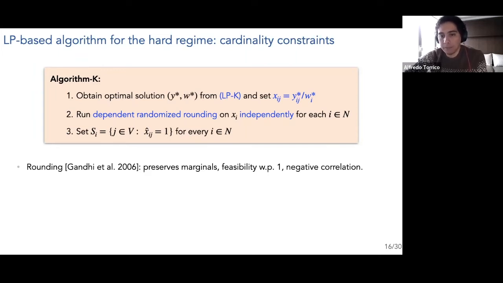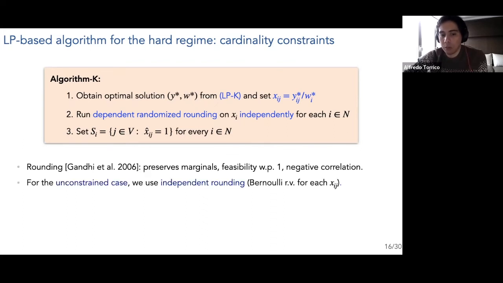Now you may wonder, what do we do in the unconstrained setting? For the unconstrained setting, we don't need to output a feasible assortment because we don't have constraints. So instead of dependent rounding, we can do independent rounding. That is basically tossing a coin for each of the pairs I and J, according to the probability Xij. Any questions on the algorithm?